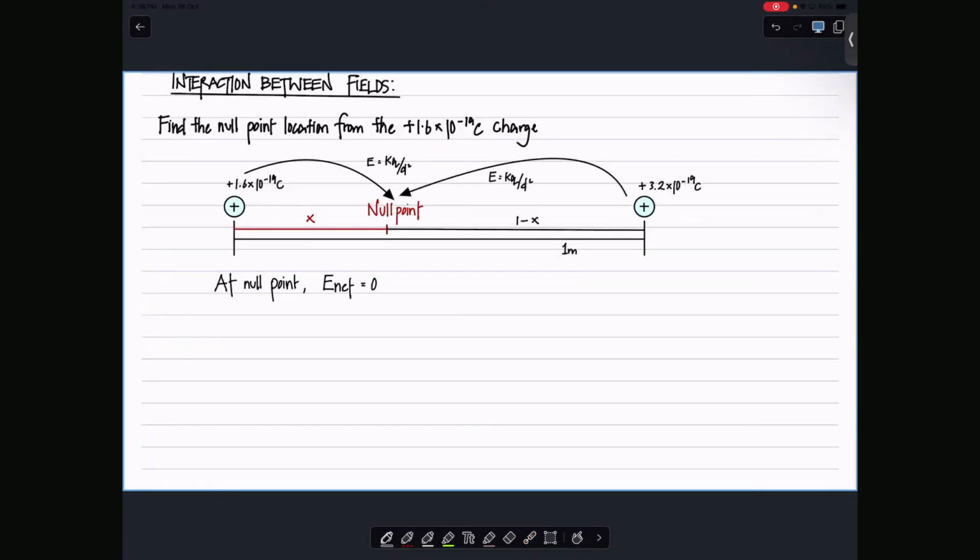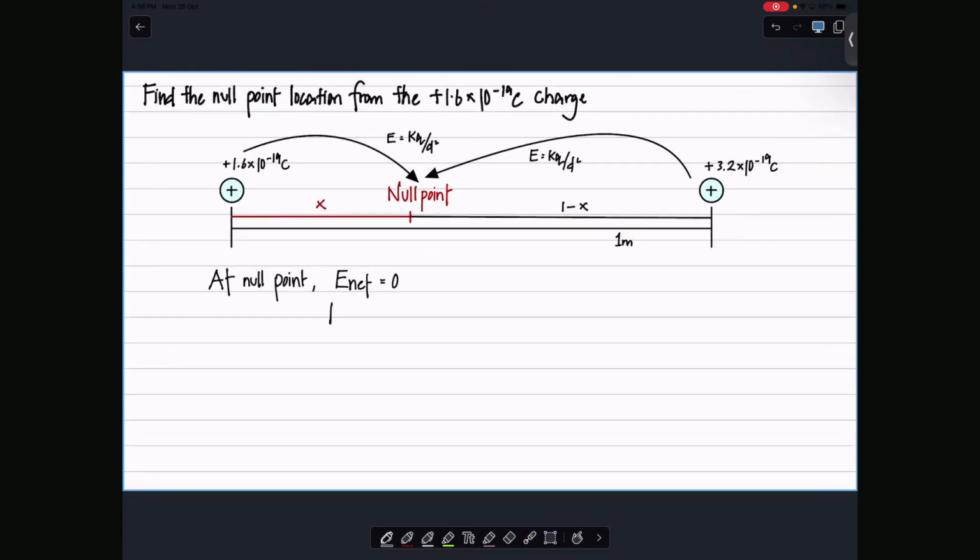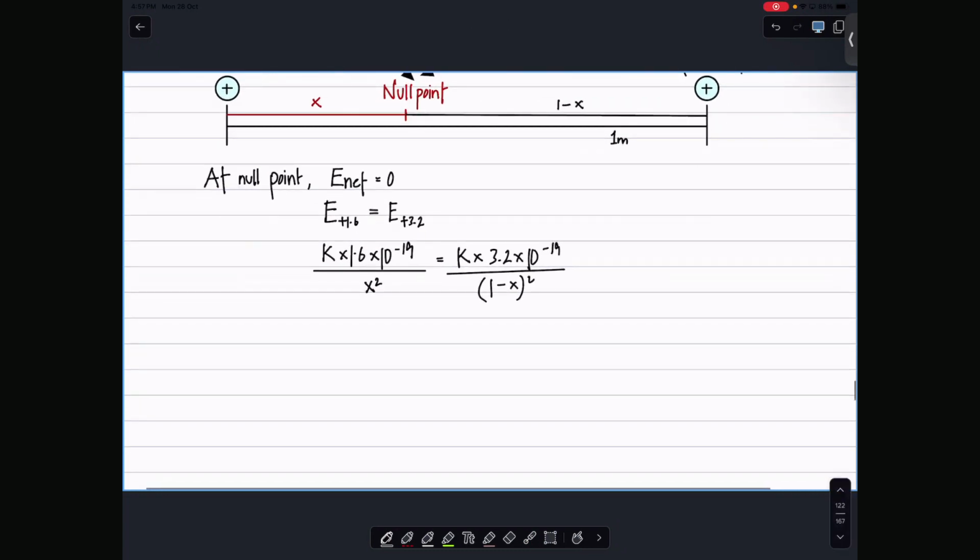So the way I'll be doing this is at the null point, that is 0, so the electric field strength of the plus 1.6 charge should be equal to the electric field strength of the plus 3.2 charge, right? So that's k times 1.6 into 10 to the power minus 19, and the constants eventually cancel out, right? Divided by x square equals k times 3.2 into 10 to the power minus 19, divided by (1 minus x) squared. Here a math-related issue comes up, right?